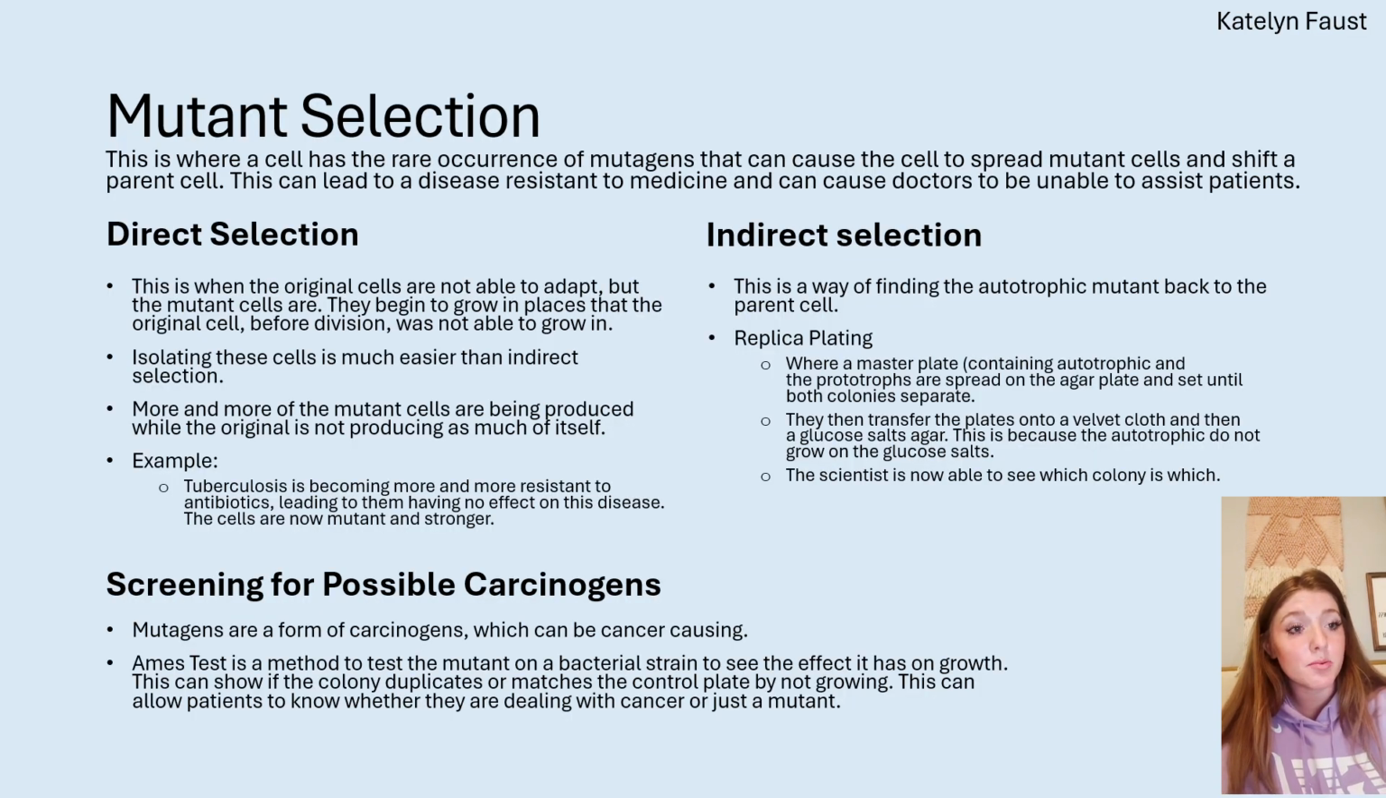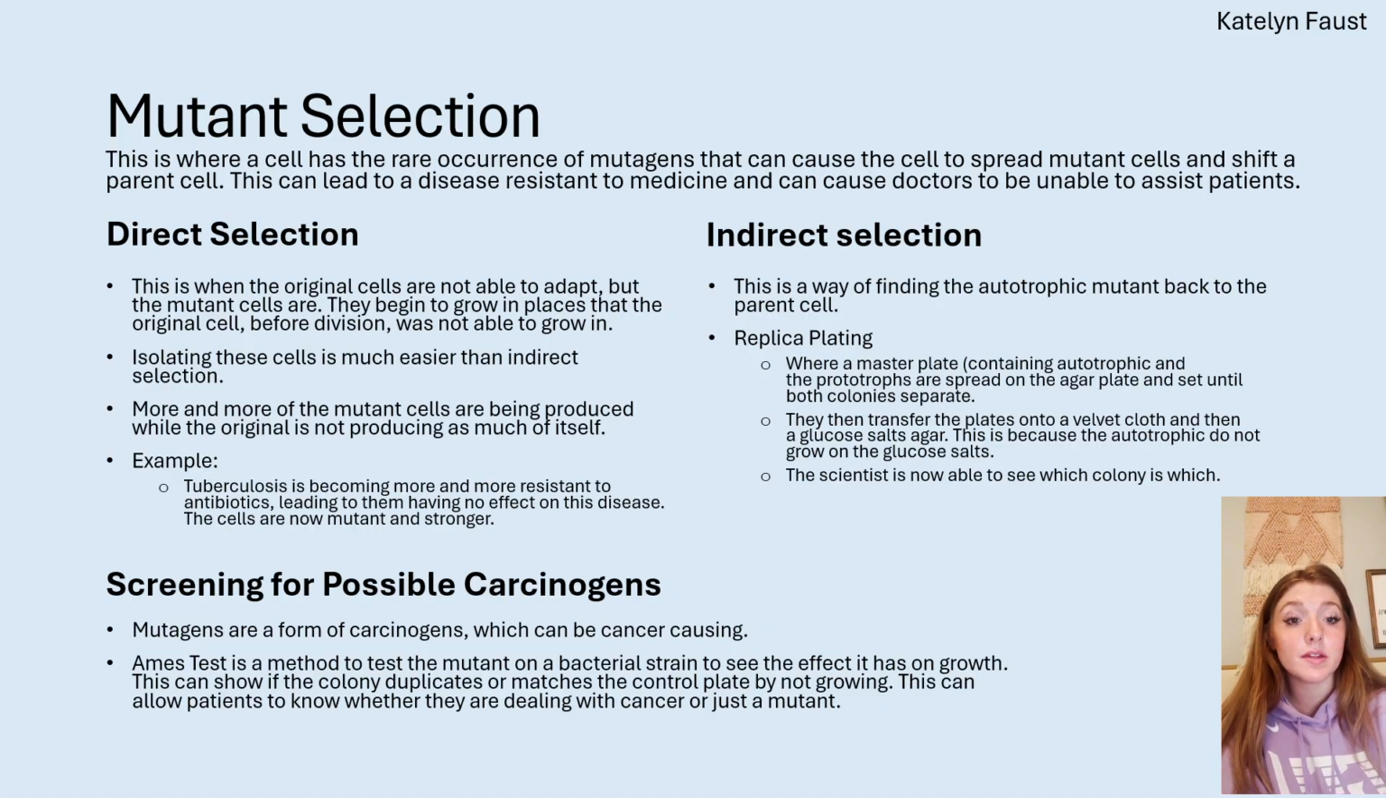able to pick up the prototrophs, but the auxotrophs can only grow on the nutrient agar plate and not the glucose salts agar. The scientist is now able to see which colony is which because of the fact that one can't grow on a certain agar plate and one can.